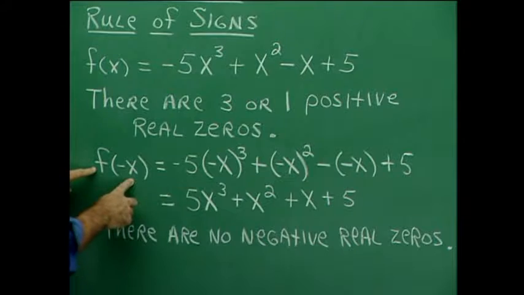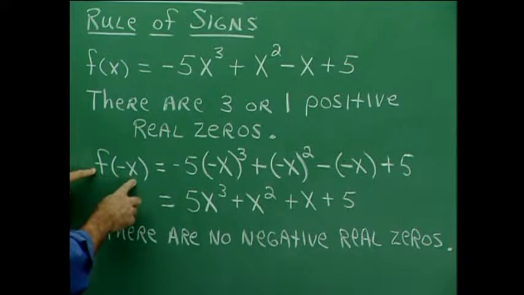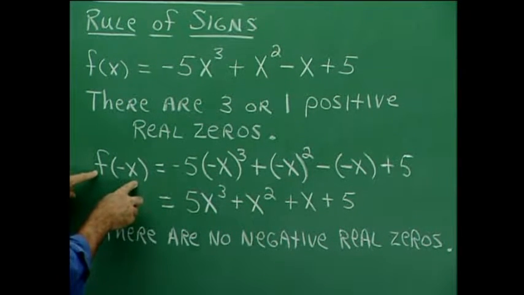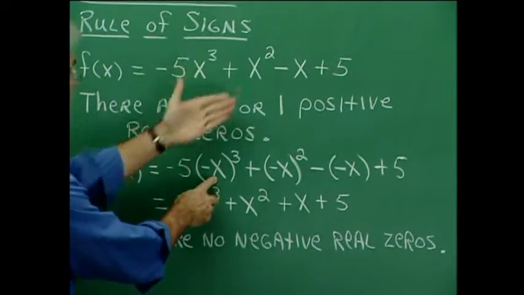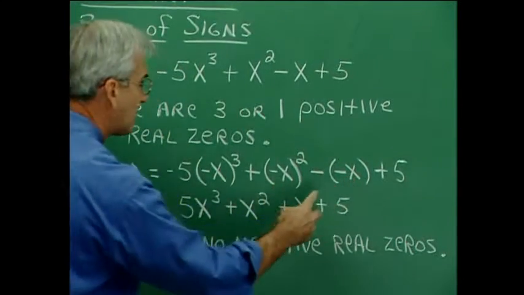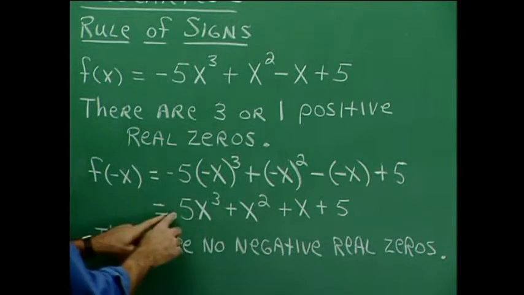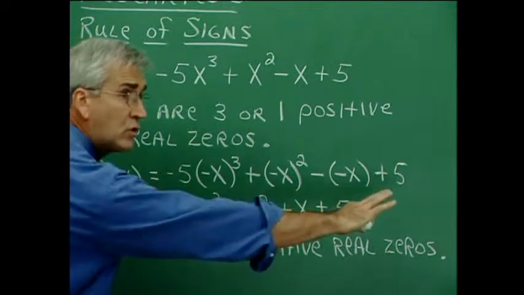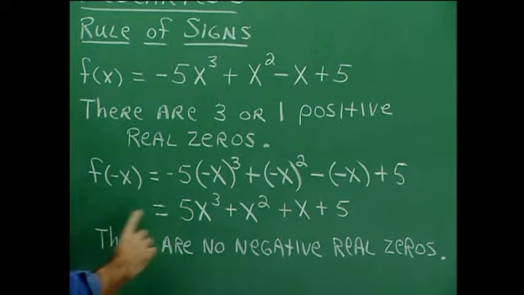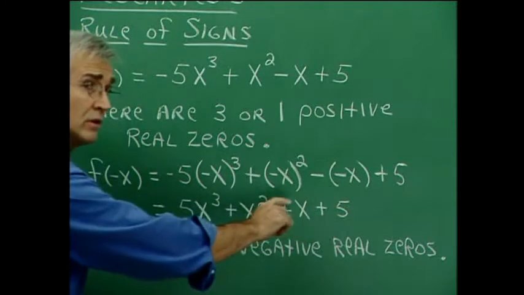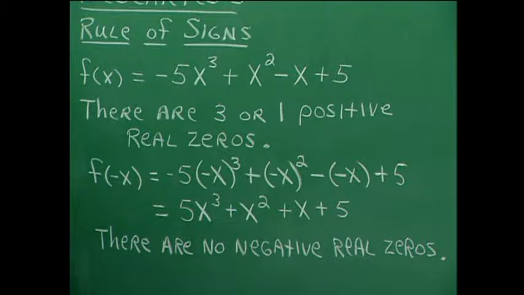Okay, now, on the negative side, to determine the number of negative real zeros, you find f of negative x. You just evaluate f of negative x. Now, you know what that means. In the f function, replace x with negative x. So all of these x's up here are replaced with negative x's, and we simplify to this. And then look at the sign pattern. Well, we have plus, plus, plus, plus. No sign changes, and therefore there are no negative real zeros.